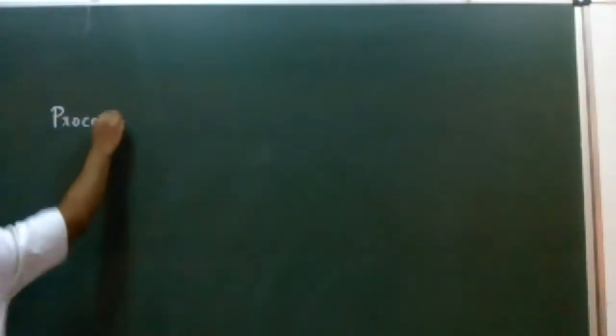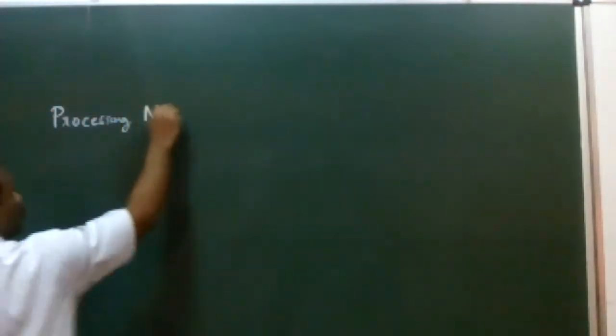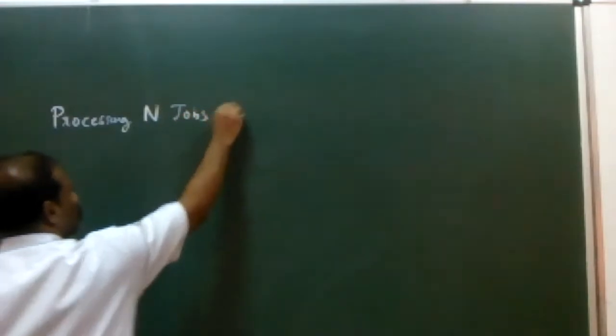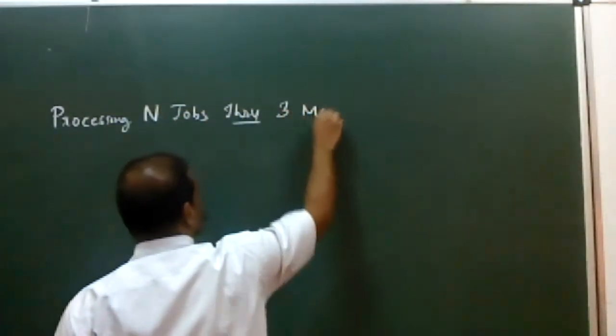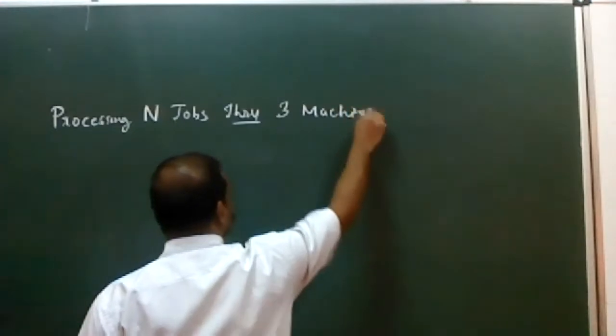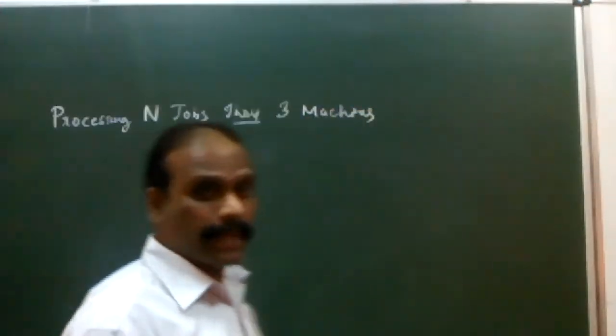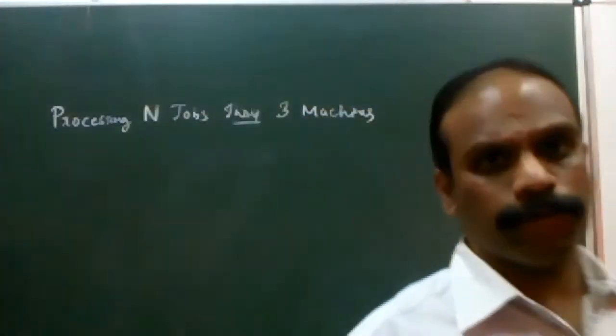So, sir, today we'll start with the second method, which is processing n jobs through 3 machines. N jobs to 3 machines. So this is the next method that we are going to solve today.